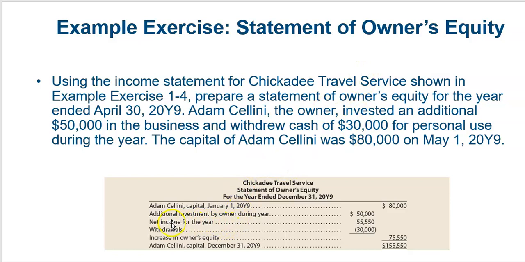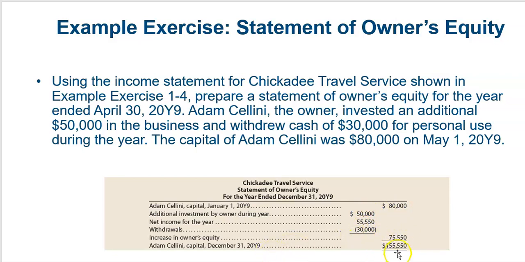And then if the owner made any additional investments during the period that you're talking about, for this it's during the year, then you will add it. Then you will add the net income. If that were a net loss, it'd be subtracted. And then you subtract out withdrawals. Increase in owner's equity, that is giving you what happened during the period. So without thinking about what we started with, what is the net of what happened during the period? So we net these numbers together and we get $75,550.